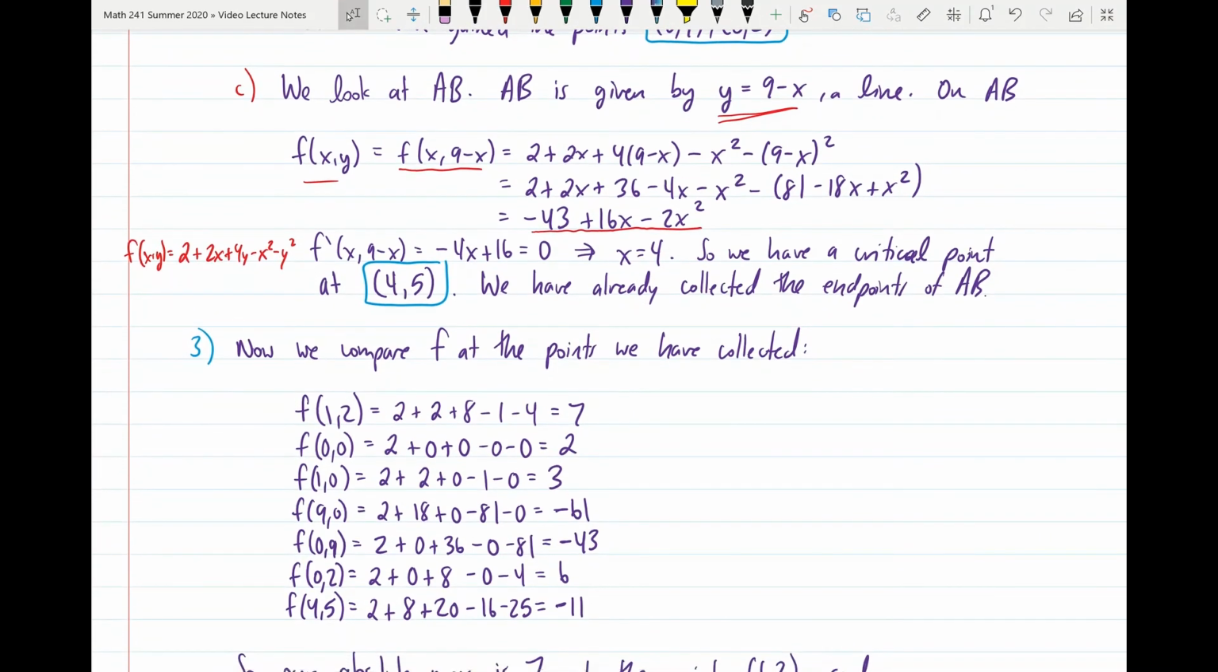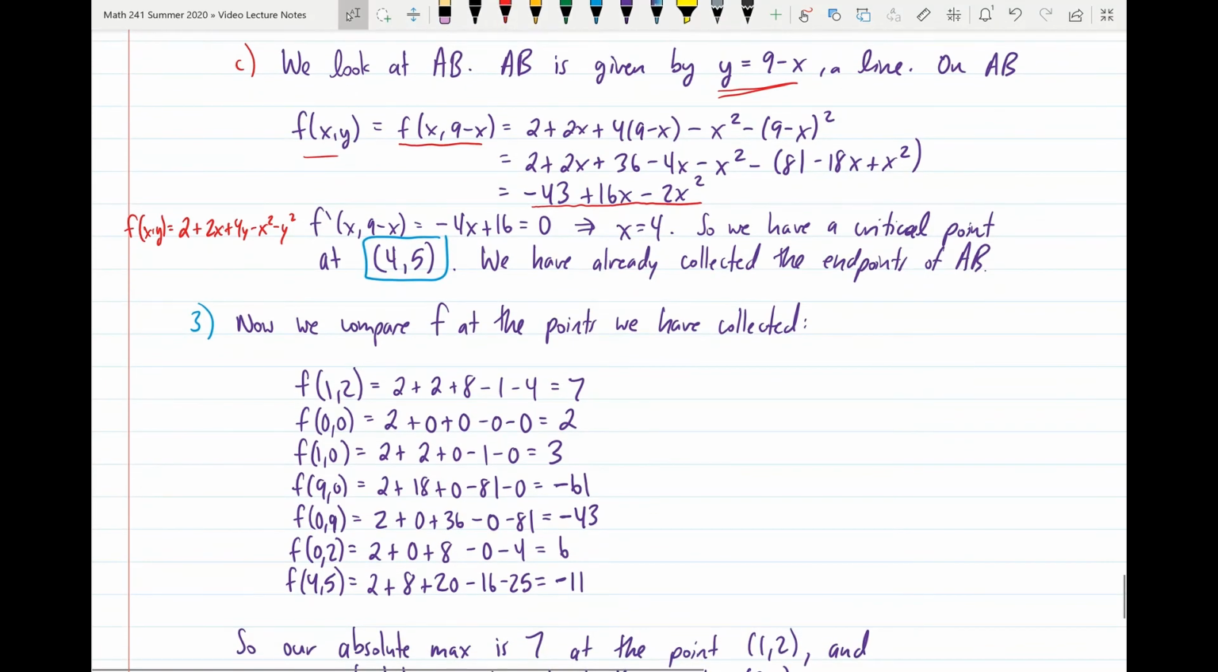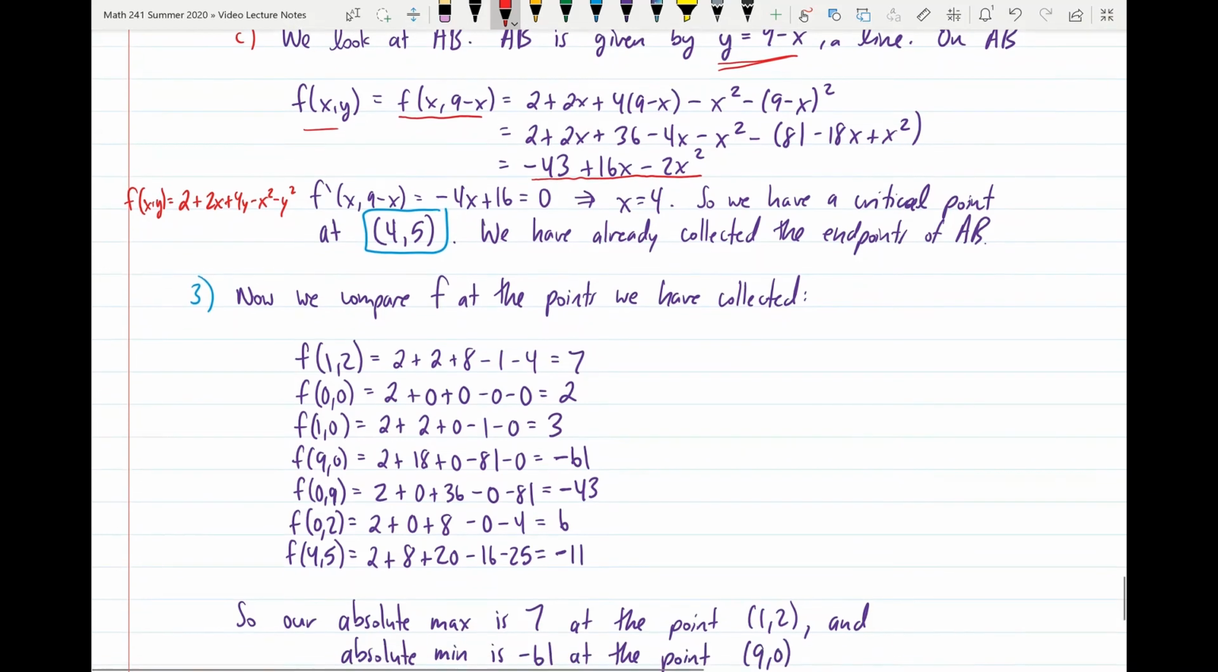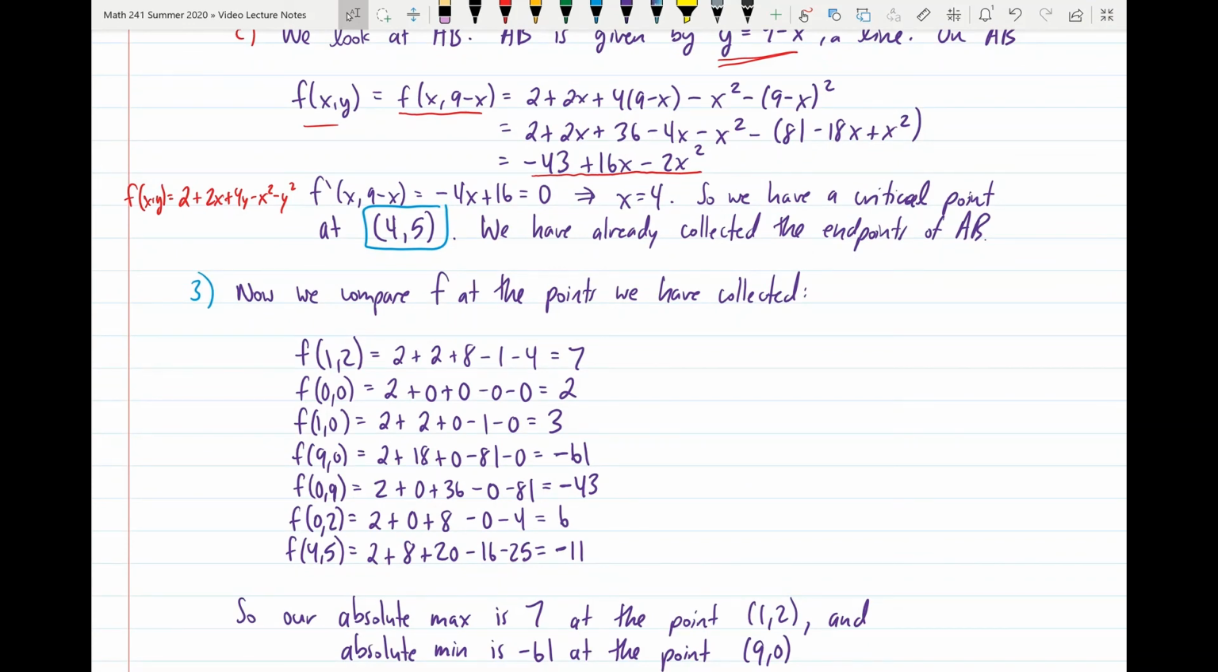And again, we know that the absolute extrema for the function has to occur at either the endpoints of the interval, so either at the point A or the point B, or it has to occur at some critical value or critical point along that line segment from A to B. And to find the critical point, again, we take the derivative of f of x, 9 minus x. So f prime of x, 9 minus x is equal to minus 4x plus 16. And we set that equal to 0 to find critical points and find that x is equal to 4.